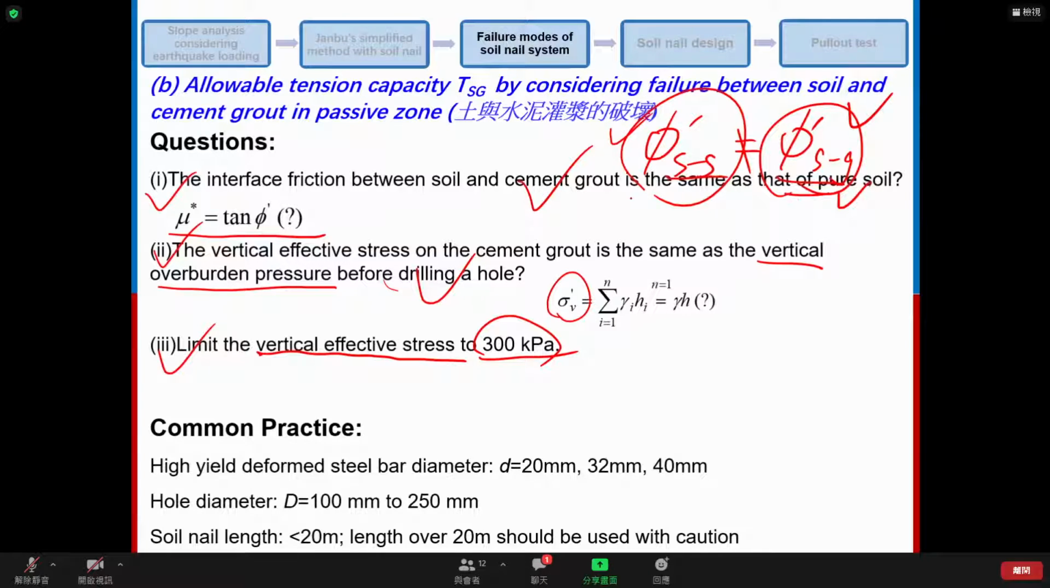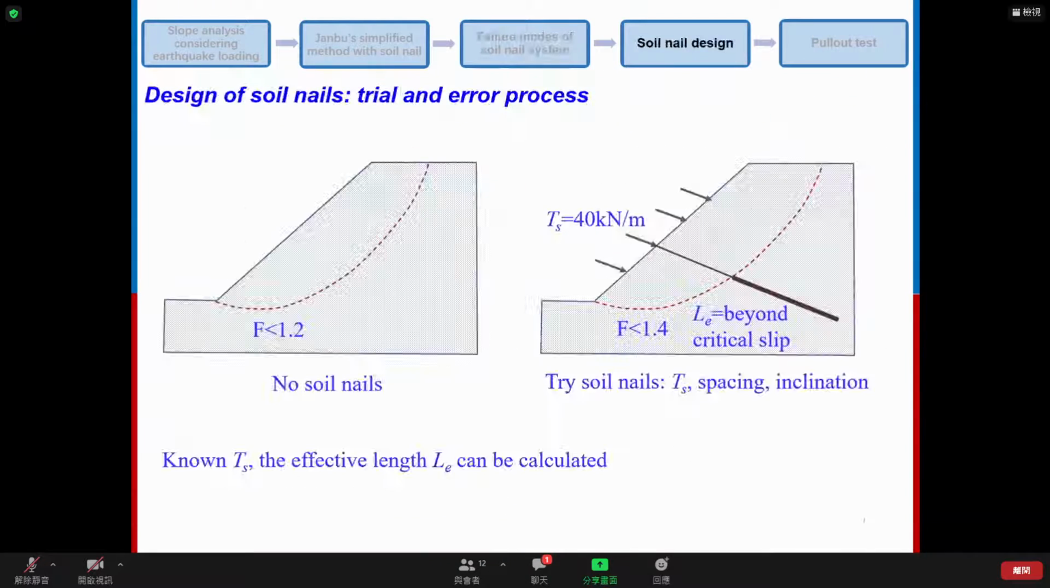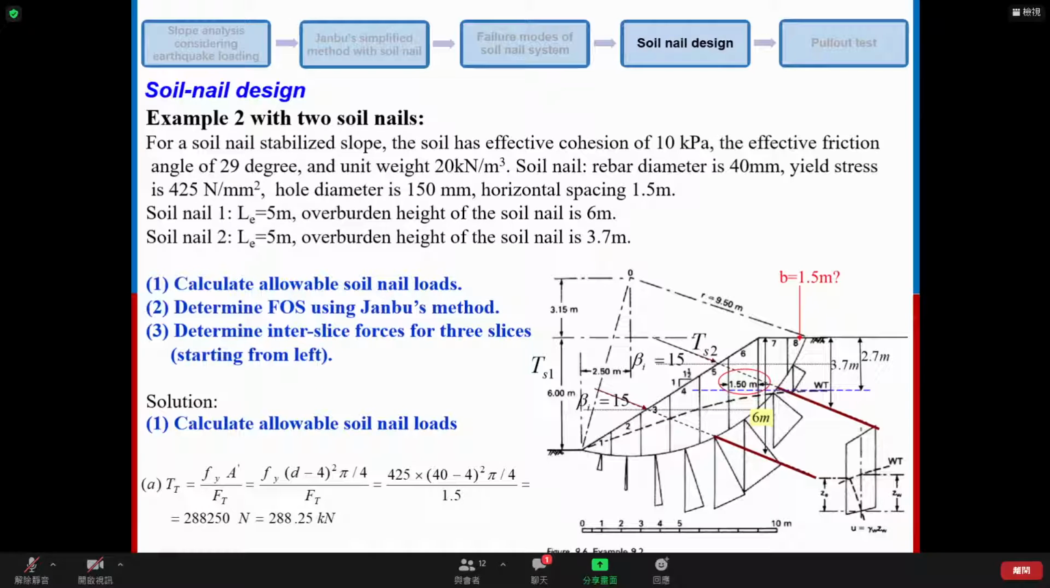So here in the design code, we directly use the phi SS prime as the coefficient. We use this one directly because it is simpler. And we still have one example here. Let's start the discussion about this example.